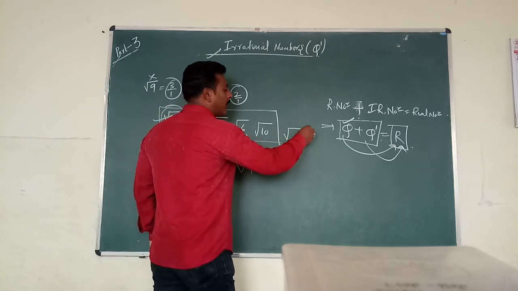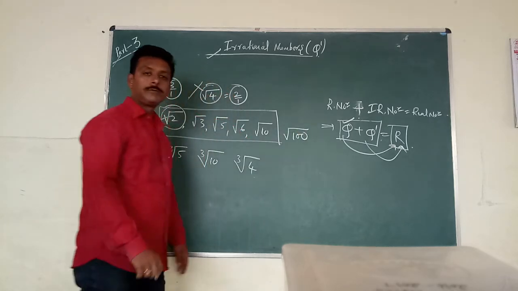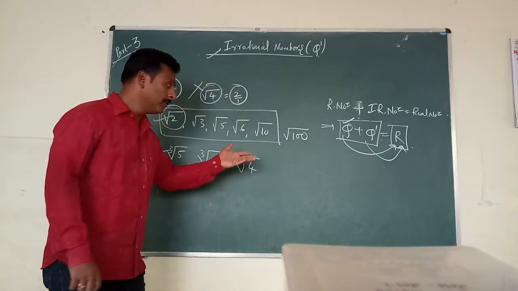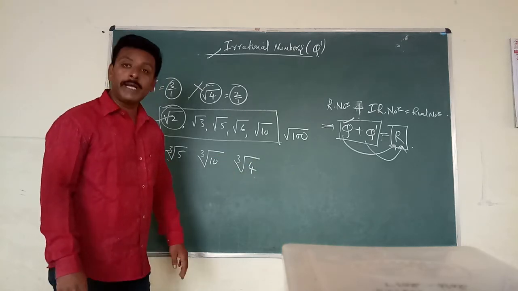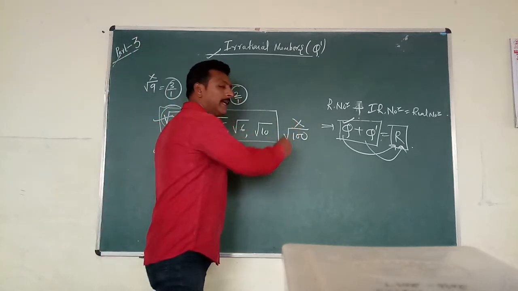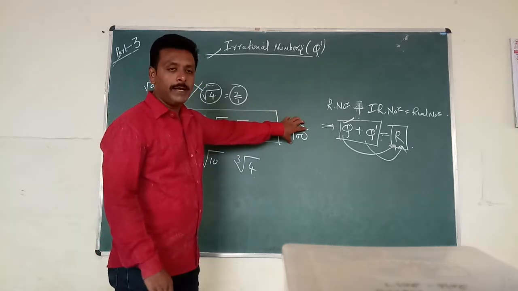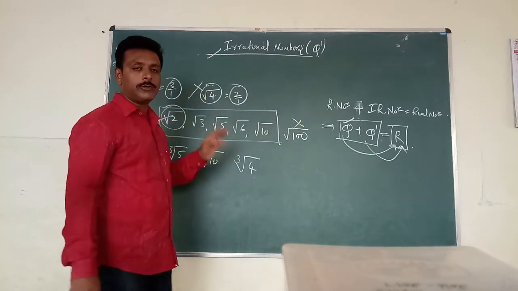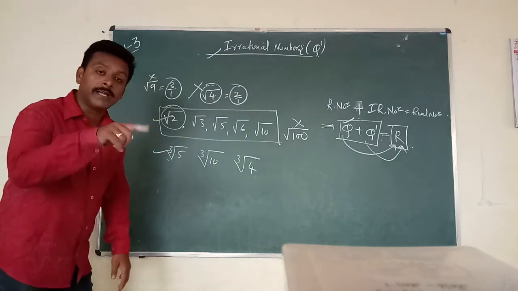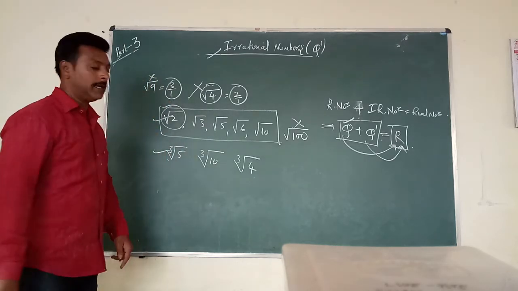You cannot write root 100. Root 100 नहीं लिख सकते. क्यों? 100 is a perfect square of 10. So this is also not an irrational number. जो perfect square नहीं है वो नंबर तुम अंदर लिखोगे तो you will get the irrational number. किसके अंदर लिखना है? Square root के अंदर लिखना है.